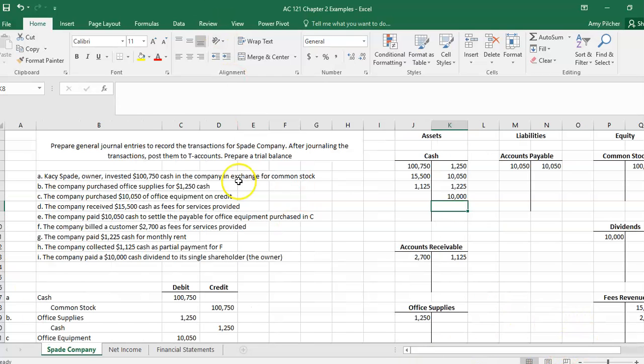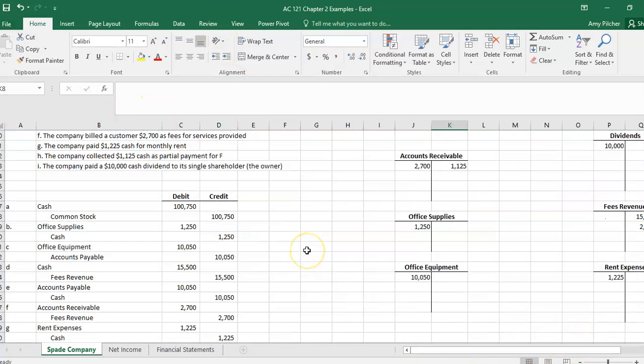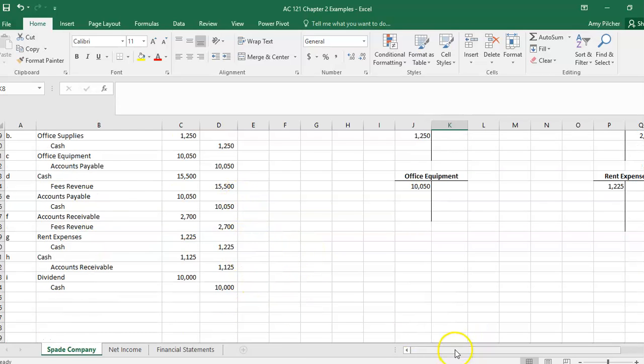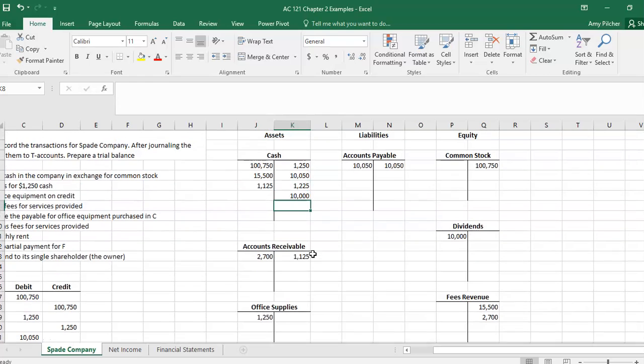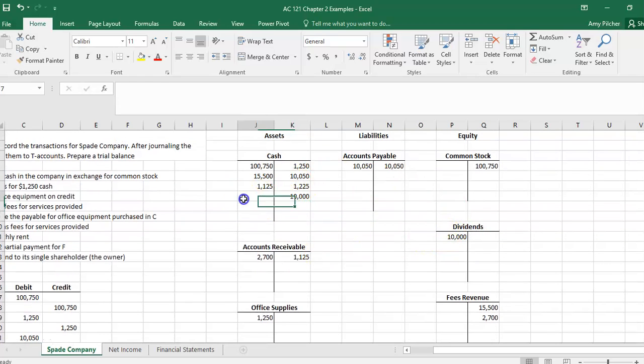Once we have journaled and posted all of our transactions, we will balance our accounts for that period. So we take our total debits minus our total credits, and we place the balance on the side of the account which has the highest balance. We want that to be the normal balance of the account. So for cash, the normal balance of an asset account is on the debit side. We want there to be more money in our debit side than there is on our credit side.